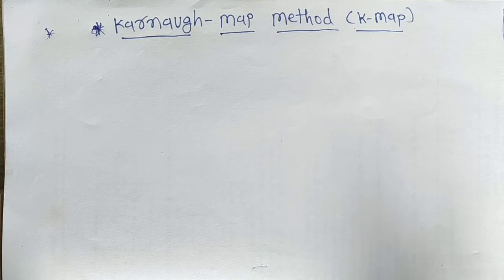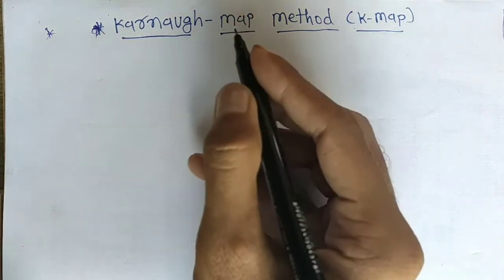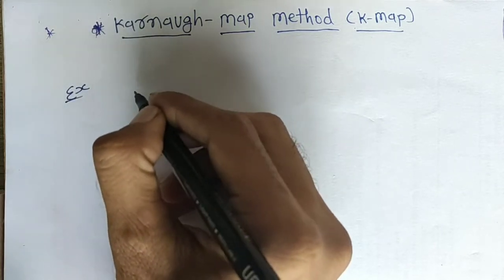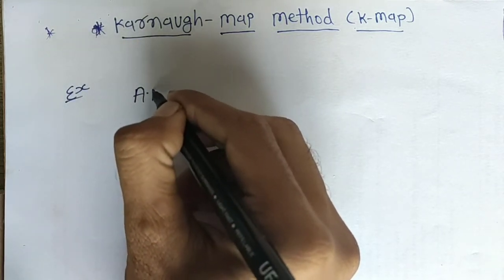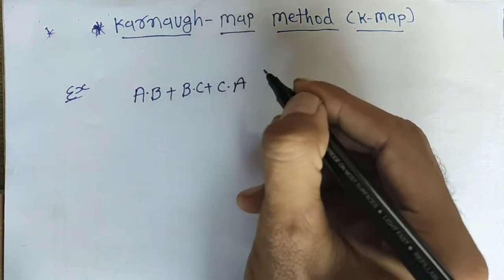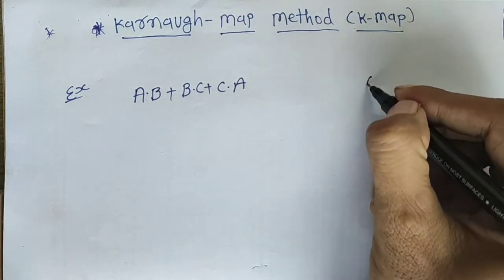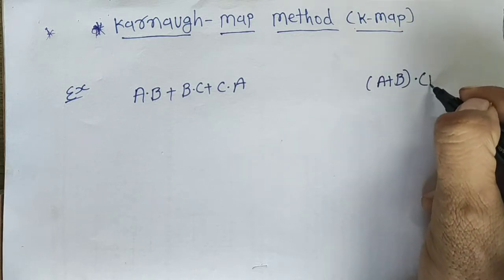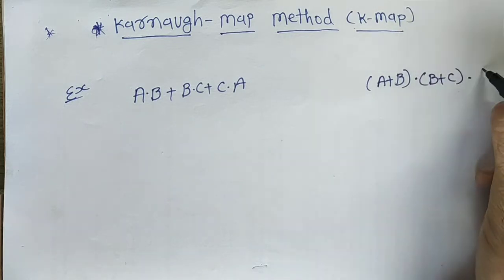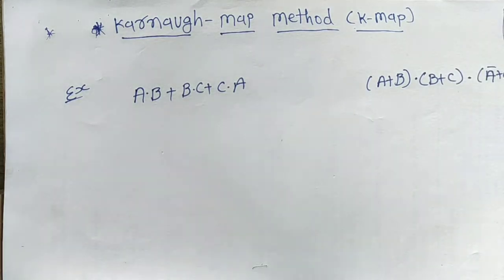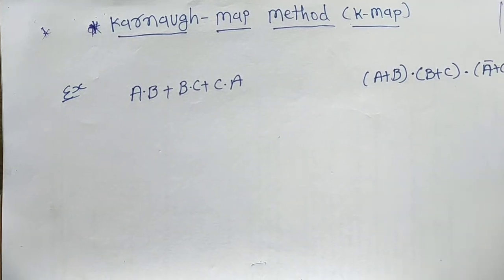So dear students, we know that any function can be represented in two different ways. For example, a function can be represented like this: a dot b plus b dot c plus c dot a, and the second way: (a plus b) multiply (b plus c) multiply (c) (a bar plus c), like that. So these are two different ways to represent any mathematical function.